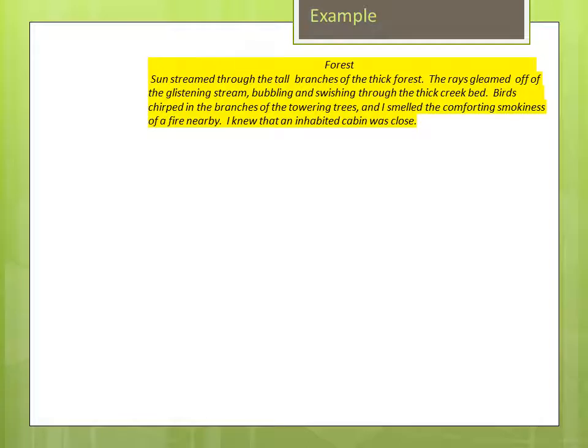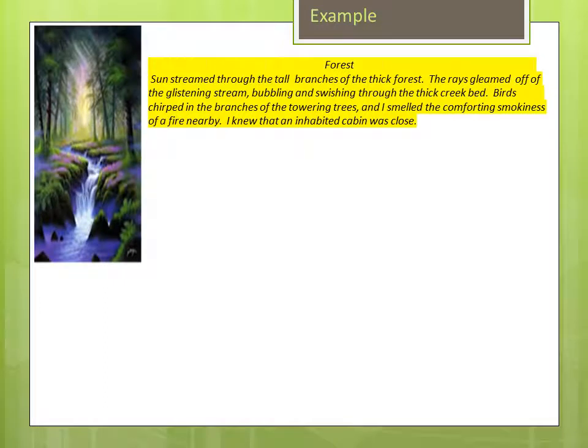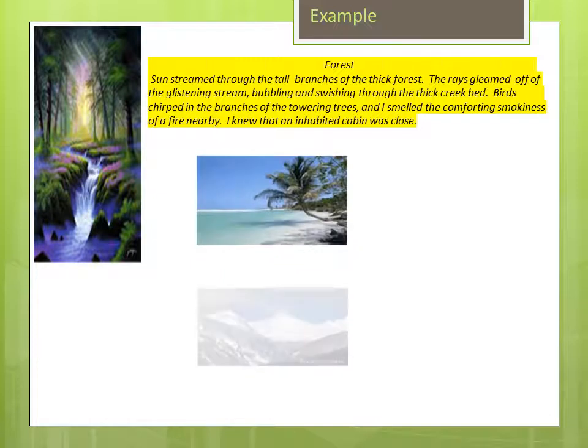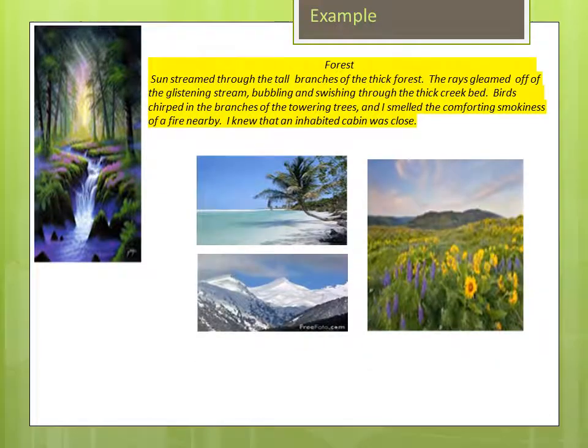So, for example, I visualized a forest, and I wrote, sun streamed through the tall branches of the thick forest, the rays gleamed off the glistening stream, bubbling and swishing through the thick creek bed, birds chirped in the branches of the towering trees, and I smelled the comforting smokiness of a fire nearby. I knew that an inhabited cabin was close. Or you could have thought about a beach, maybe mountains, or a meadow.